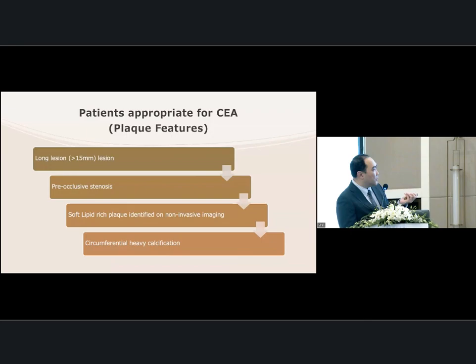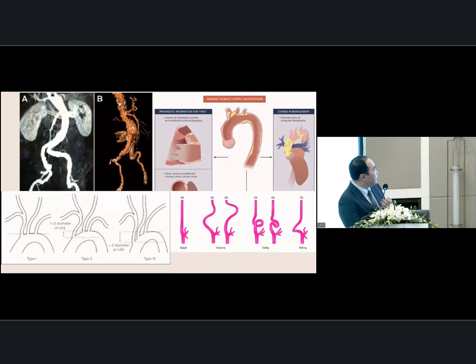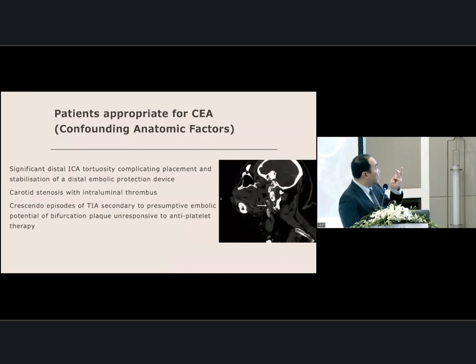Then the other category is the access, right? It depends on what access is available when the patient presents to us. So if you're going to come in from the groin and this is the kind of anatomy that you have, and this is fairly common because you are always dealing with patients with atherosclerotic disease, then choose CEA from that point of view, looking at the anatomy of the ICA itself, and then look at the arch anatomy. That's the reason why TCAR might be useful, because of the access. What are the other things? If you have significant ICA tortuosity, if you have intraluminal thrombus, that's probably good for CEA, or if you have embolic phenomenon itself.